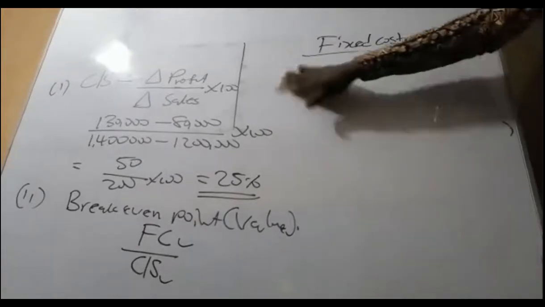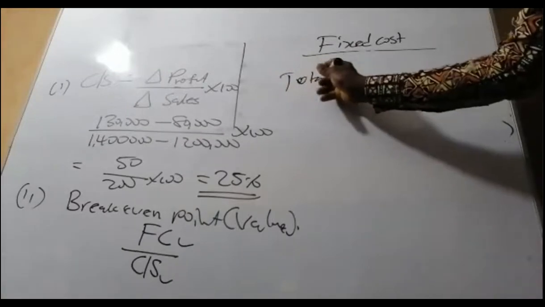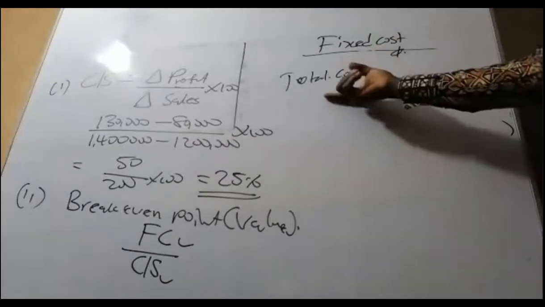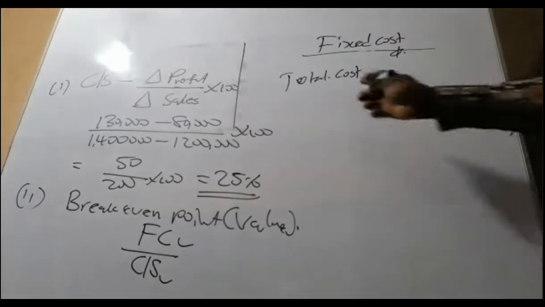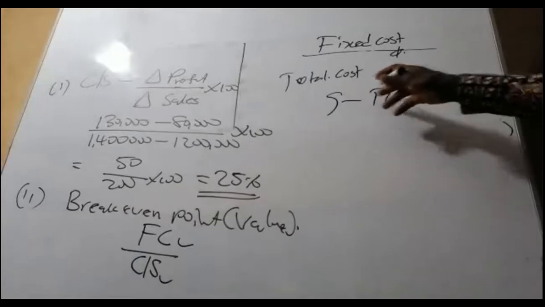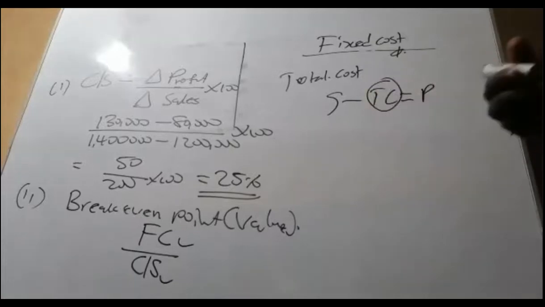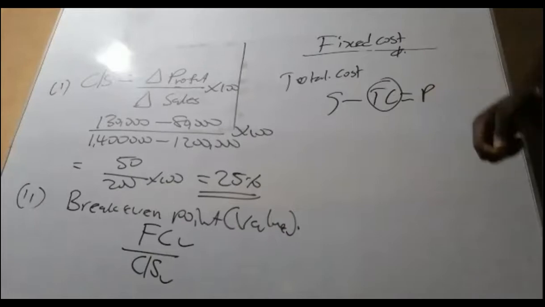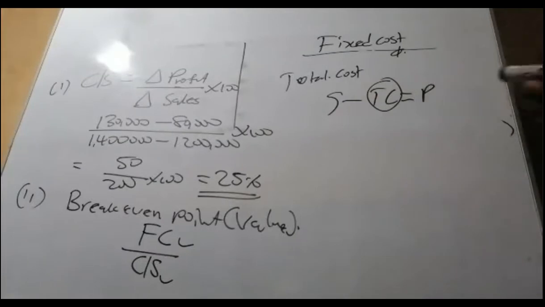So now let's find the total cost. Now total cost too is not easy. They have given us sales and then profits. Sales minus total cost gives us what? Profit, right? So how do you find the total cost? You have to make this the subject before you can find the total cost. So the difference between sales and profit is the total cost, right?